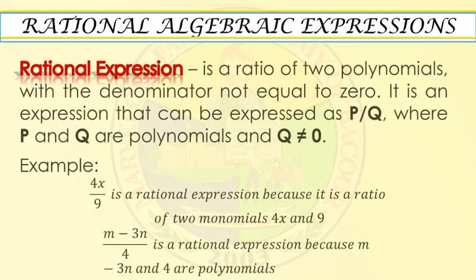Okay, like for example, we have 4x over 9 is a rational expression because it is a ratio of two monomials, 4x and 9. Next, m minus 3n over 4 is a rational expression because m minus 3n and 4 are polynomials. Okay, so yan yung example ng ating rational expression.